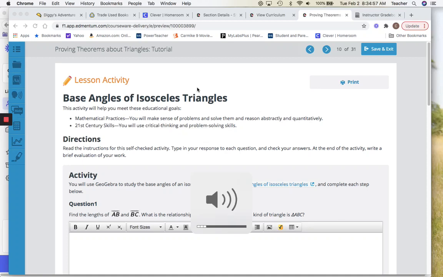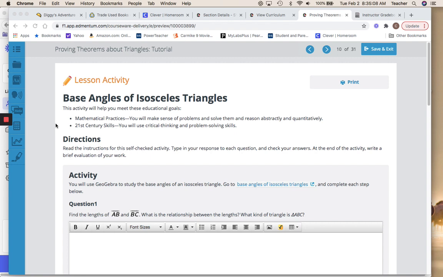Alright, hey everybody. We are looking at proving theorems about triangles still. I'm on slide number 10. Looks like we're going to get into isosceles triangles. Now, I just said in the last video that in isosceles triangles, when you have two sides that are equal and also two angles that are equal, we call those two angles that are equal base angles.